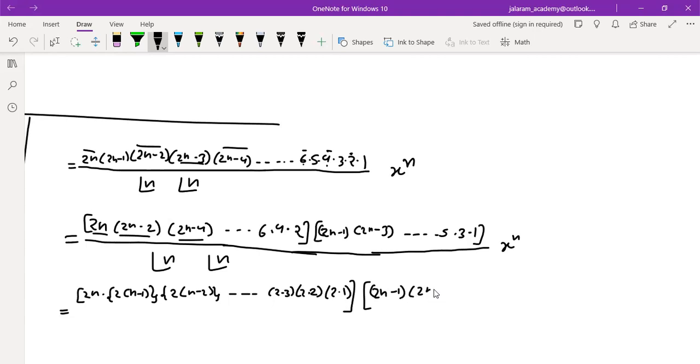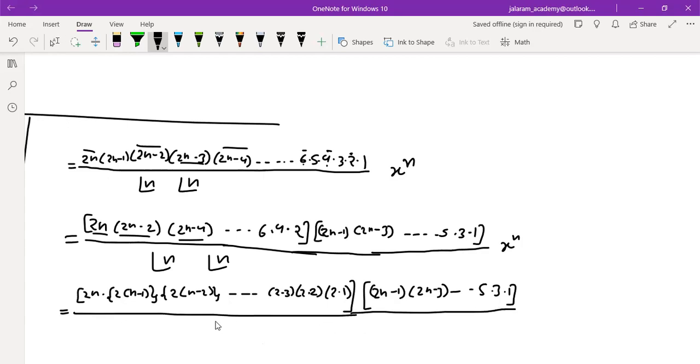2n minus 1 into 2n minus 3 and so on up to 5 into 3 into 1, over the denominator, which is factorial n. Do you know the expansion of factorial n? If we remove all these twos, it gives n into n minus 1 into n minus 2 and so on up to 3 into 2 into 1, which is factorial n. Is that clear to you?